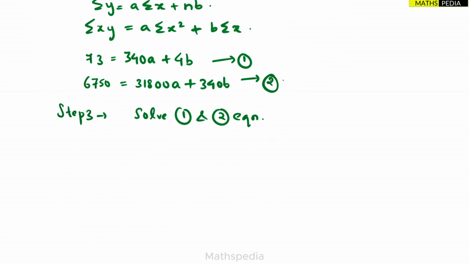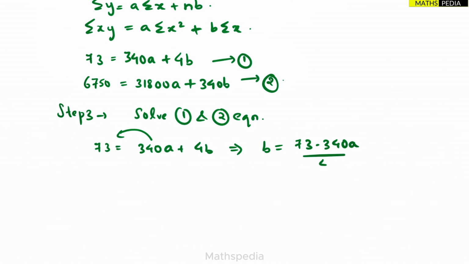How to solve? We have already studied linear equations in two variables. You can use many methods. I'll go with the substitution method. So taking up the first equation, which is 73 equal to 340a plus 4b, I'm going to keep b aside. That means b on one side and the other things on the other side. So b is equal to 73 minus 340a divided by 4, right? Very simple. We have found out b.